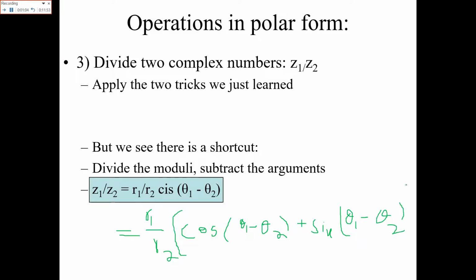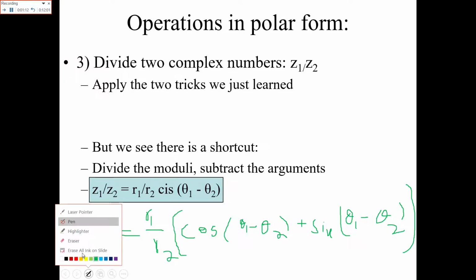So that is how you will show your two complex numbers which are in polar form. You will divide them by this formula.